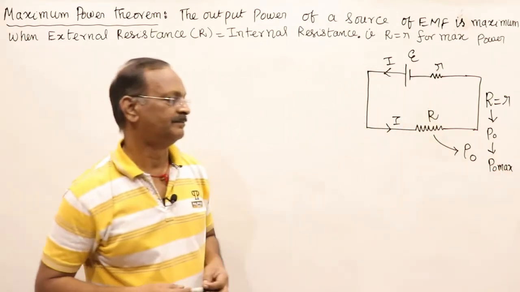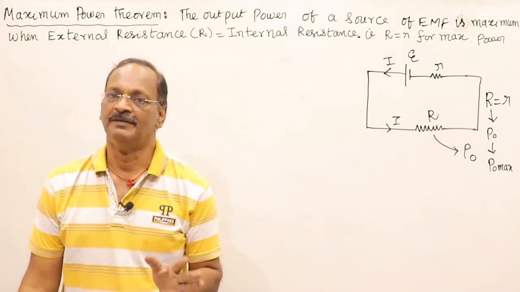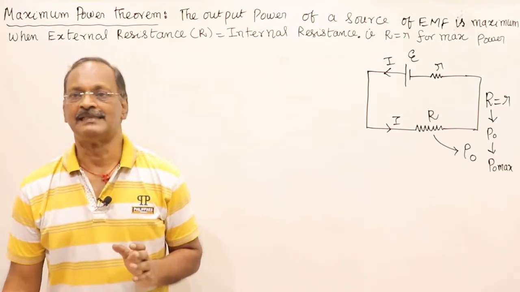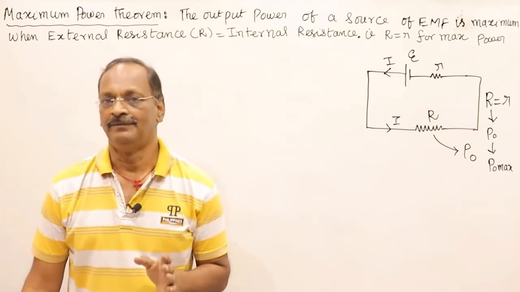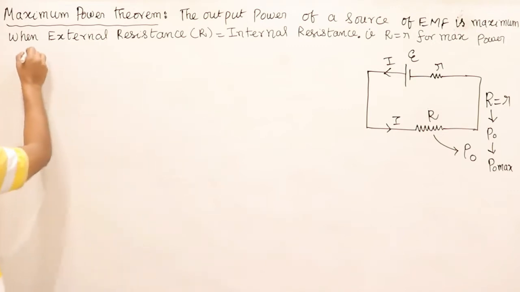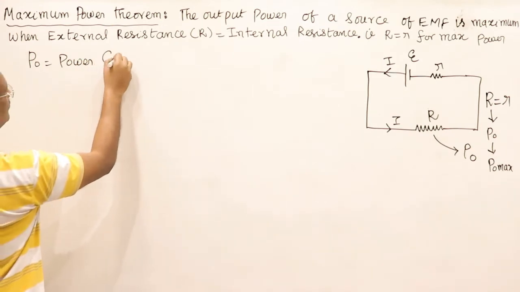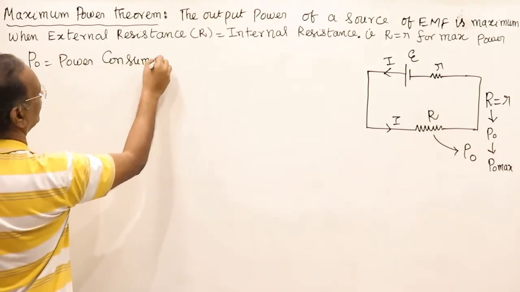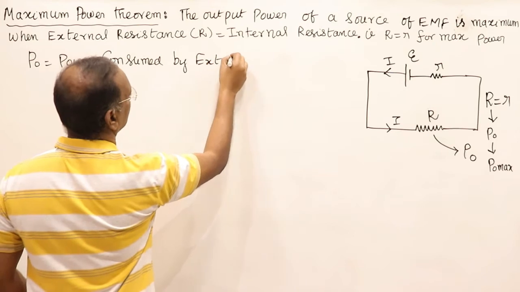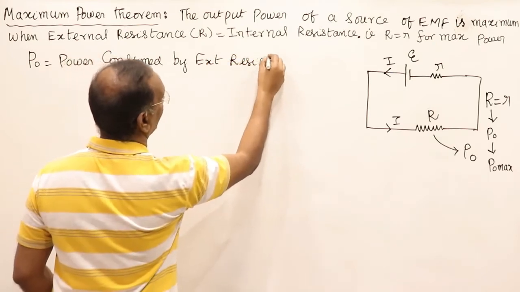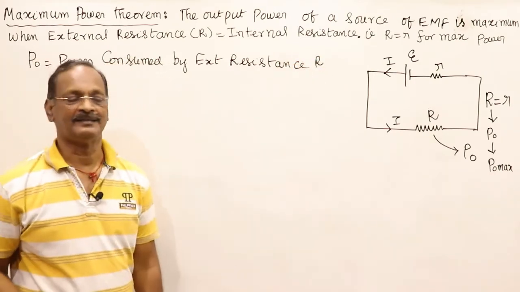This is the maximum power theorem. To repeat, the output power of a source of EMF is maximum when the external resistance R is equal to the internal resistance r of the source. So we know the power output is equal to the power consumed by the external resistance, that is R.